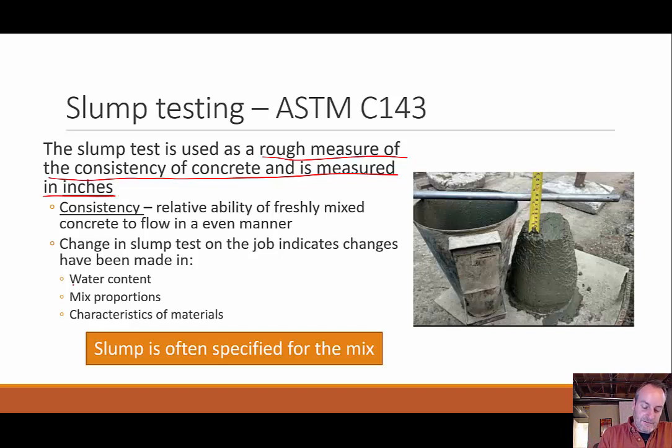So this does say it can be changes in water content and mix proportions. For our lab, the mixes are pre-mixed except for the water, but if you had different aggregate in there, less aggregate, you'd have more slump, things like that. Also any characteristics of the materials. For instance, if I were to put in a superplasticizer, which makes it more workable, of course I'd have a much higher slump, right?